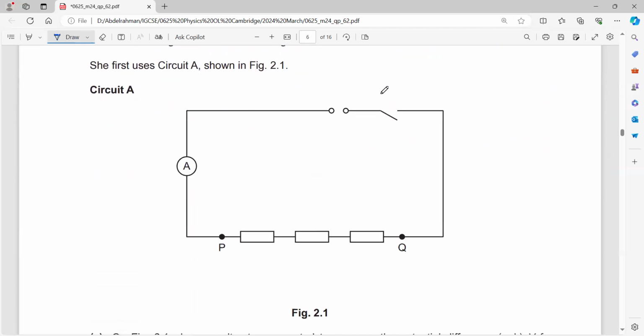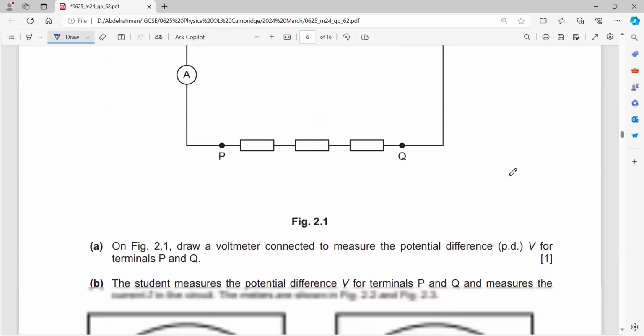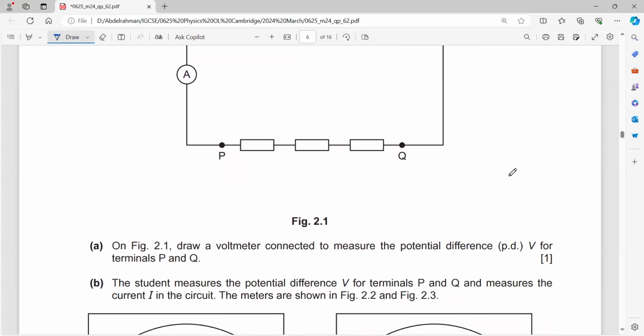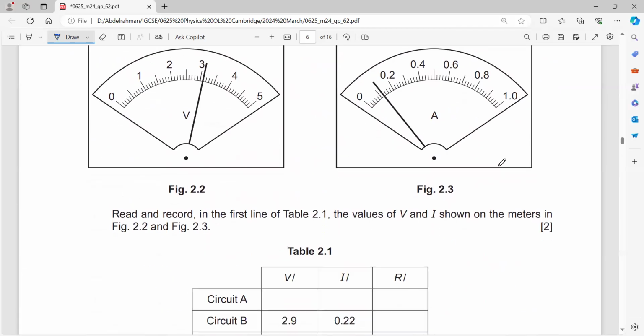Okay, moving on. Question 2, we have a circuit, we have a meter, some resistors in series. Now on figure 2.1, draw a voltmeter connected to measure the potential difference. Quite easy. Voltmeter in parallel above or below the resistors. You can draw it above or you can draw it below the resistors. Now I have a voltmeter and an ammeter. I need to take the readings and record them in the table.